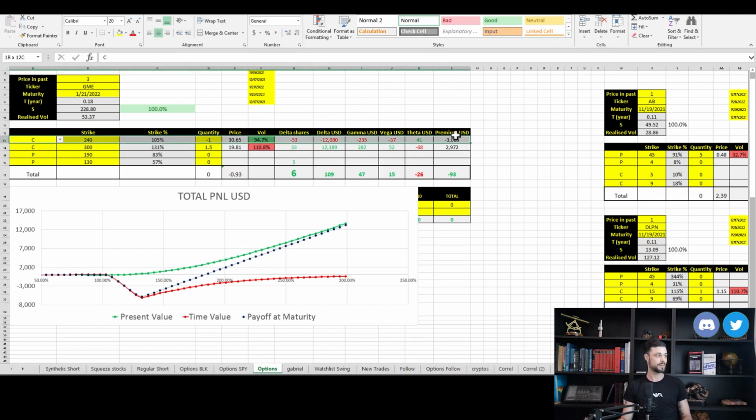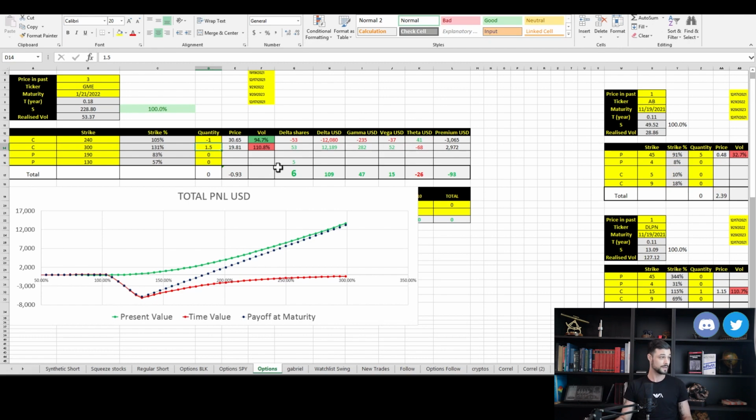So here I have my 240 call on the Jan 22 maturity for a premium of around $3,000. Now, if I sell it and I buy the same amount of premium on the 300 strike, I sell one call, I can buy 1.5. So you cannot trade 1.5, but let's say you have 2, then you need to buy 3. Basically, you can buy 50% more 300 calls than 240 calls for the same premium.